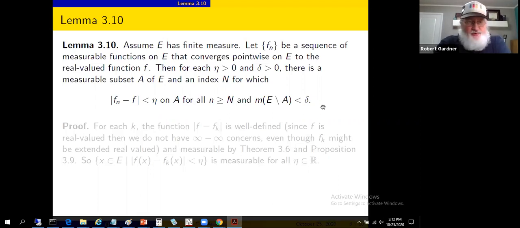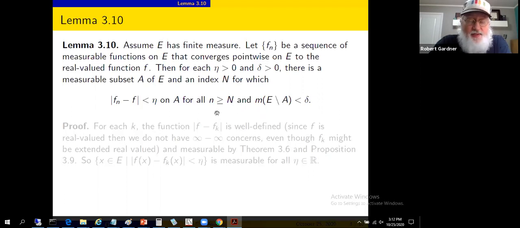All right, this is a preliminary lemma in the proof of Egoroff's theorem. Egoroff's theorem dealt with uniform convergence. Do you see some uniform convergence here? Yeah, right there. They say we've got f sub n minus f less than eta on set A for all values of the index sufficiently large. All right, that is uniform convergence.